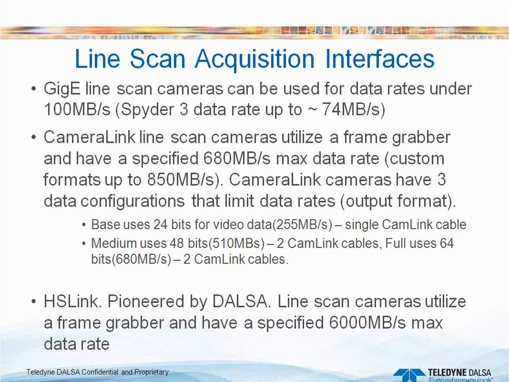Medium uses 48 bits, so twice the bus. So that's 510 megabits per second. So now we use two lines or two cables for the two buses of 24 bits. And the full uses 64 bits, which is again 600 megabytes per second, or two camera cables.